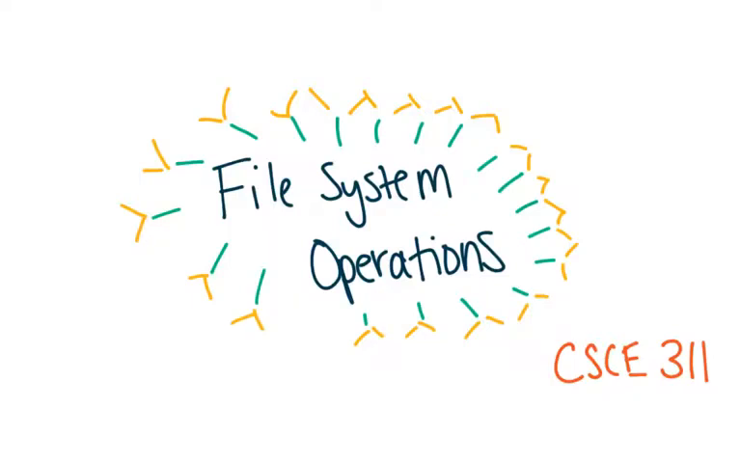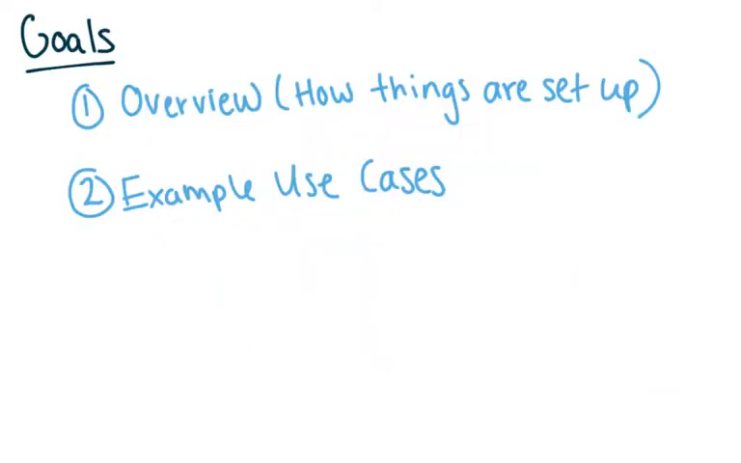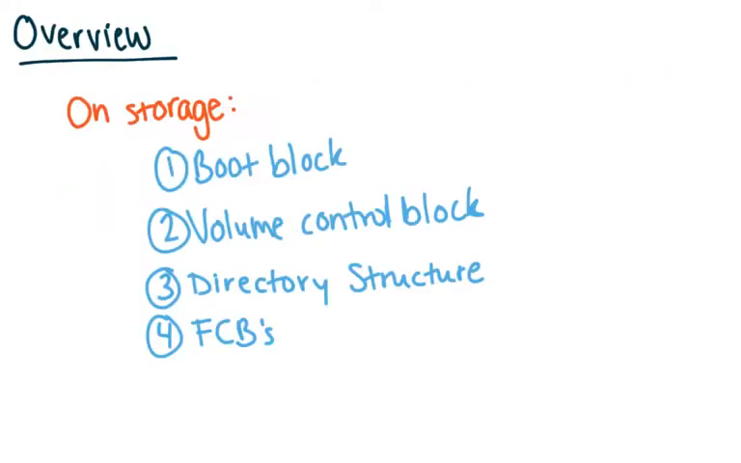In this video, I'm going to give you a few more examples of system file operations and give you a little bit more detail on what's happening with each one. First, I'm going to give you a little overview of how things are set up, some reminders, and tell you where things are, which things are in storage, which things are in memory. And then I'm going to give you an example use case, or a few example use cases, for these operations that you can do on files.